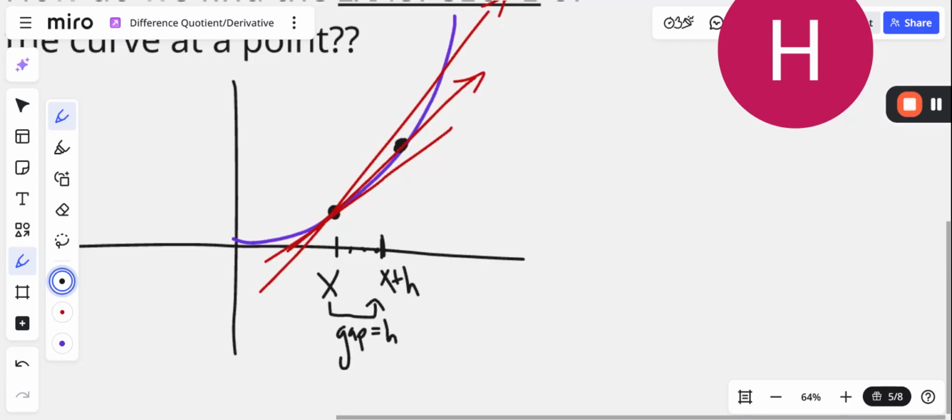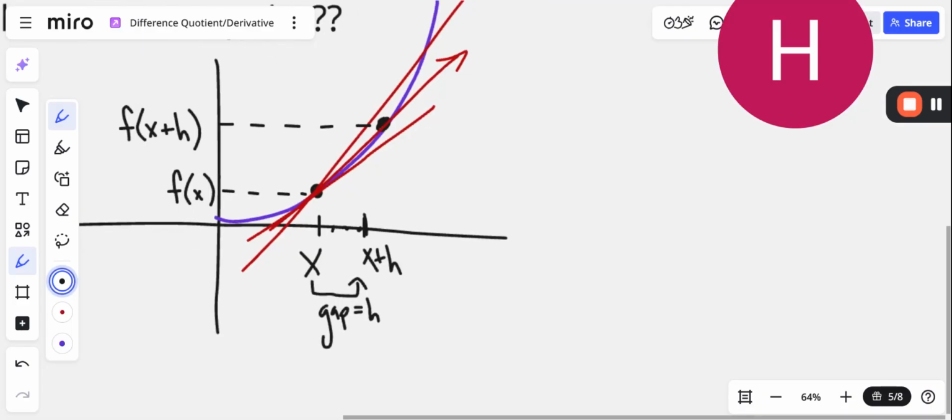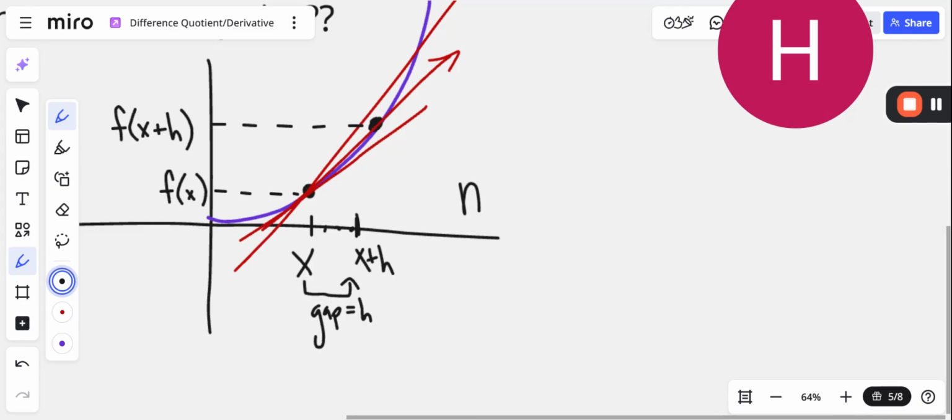So now we have some slightly different expressions. This is our y value, which we're going to call f of x, because it's the y value determined by the function. And then I'm going to call this y value f of x plus h. And I get to play with the h. I get to adjust the h. I can adjust the gap. How far do I want these to be spaced out? Let's write the average slope.